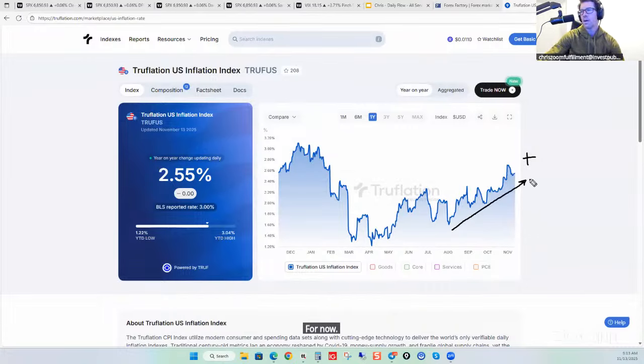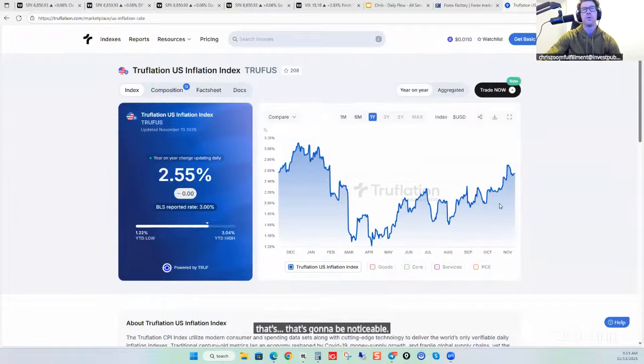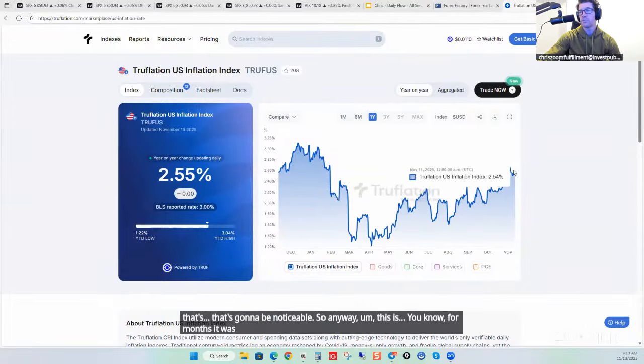I don't know. I think an inflation of 3.1 doesn't necessarily break anything, but if we see 3.5 again, 4% again, that's going to be noticeable. Anyway, this was sideways for months, but it's been ticking higher, and it's probably a good thing we're not seeing inflation data today, just because the worry is okay.